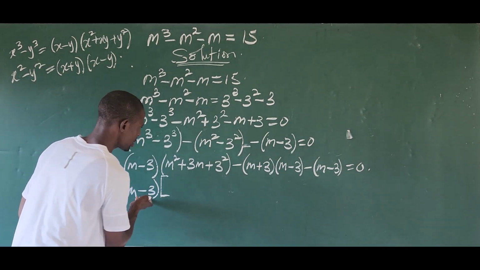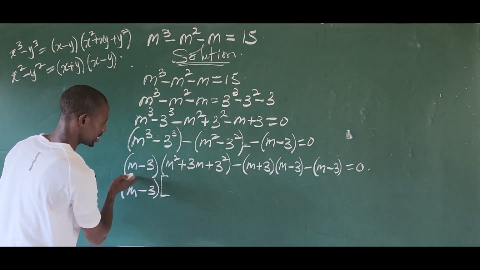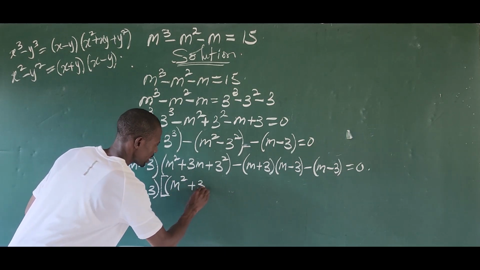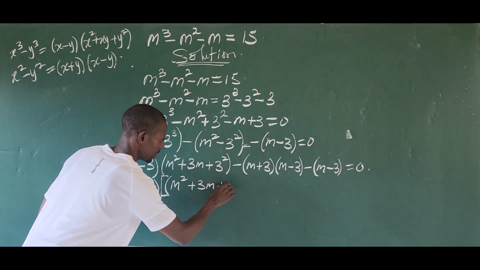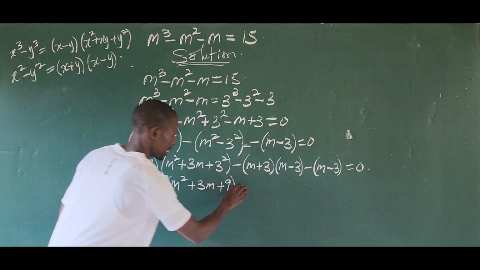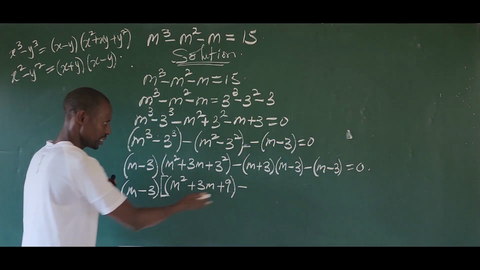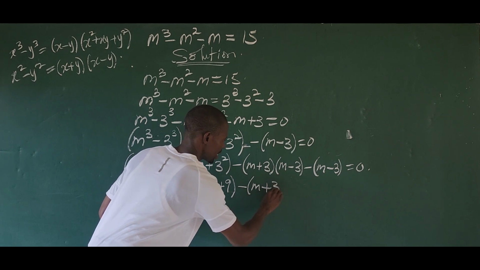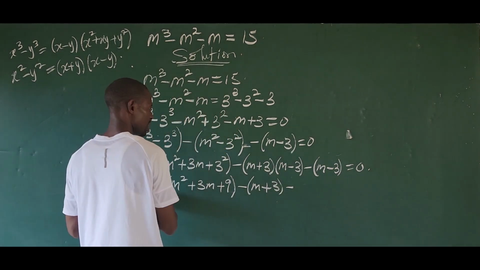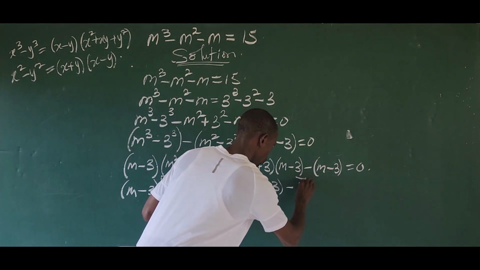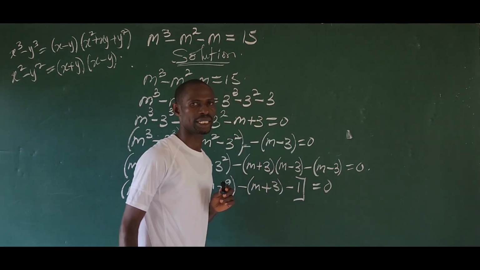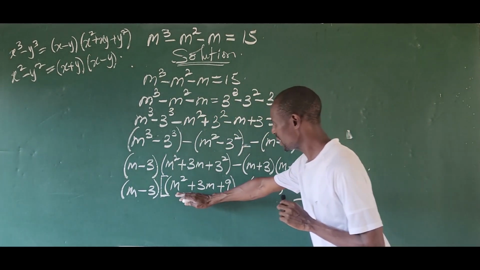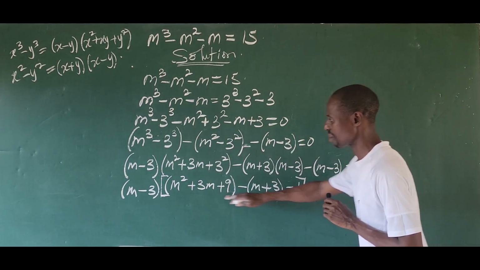If we use this to divide everything here, we are now left with m to the power of 2 plus 3m, then plus 9 close bracket, then minus. We use this to divide this, we are left with (m plus 3). Then we use this to divide this, we are left with just 1. We close our square bracket, everything equal to 0.